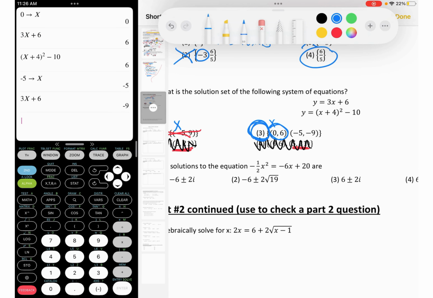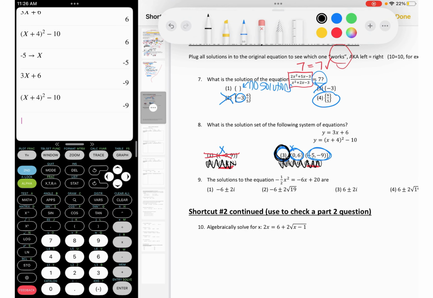I'm going to copy and paste to make life easier. I get -9, I get -9. So this one also worked. It's choice 3. But see how if you don't check it for all of them, I actually crossed off 3 because I was so confident. 521 worked in the first one. I was confident it would work in the second one, and it didn't. So you have to always check everything.